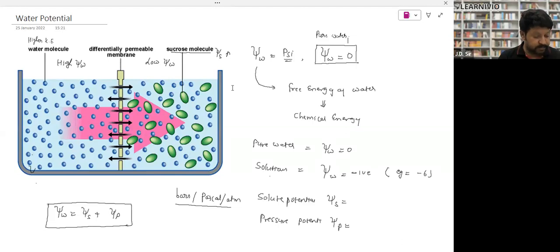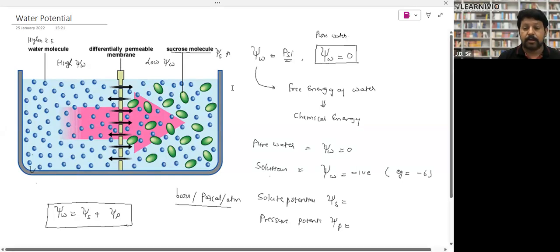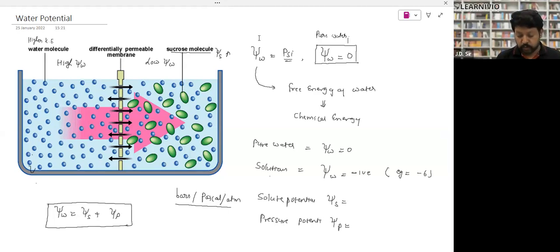Next, pressure potential, represented by psi P, which develops in an osmotic system due to entry or exit of water from it.